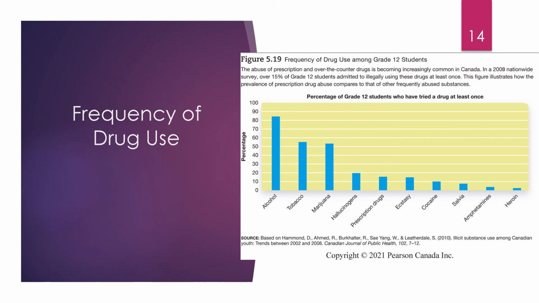Still a significant proportion we see have tried hallucinogens. I would hazard a guess that probably one of the most common ones would be psilocybin or those magic mushrooms. So you see that about 20% of grade 12 students reported having tried a hallucinogen at least once. Prescription drugs, maybe around 16, 17%. Ecstasy, maybe around 15%. Cocaine has still been tried by approximately 10% of grade 12 students, which is a little surprising. And then we do see salvia, amphetamines, and heroin all coming in under 10%.